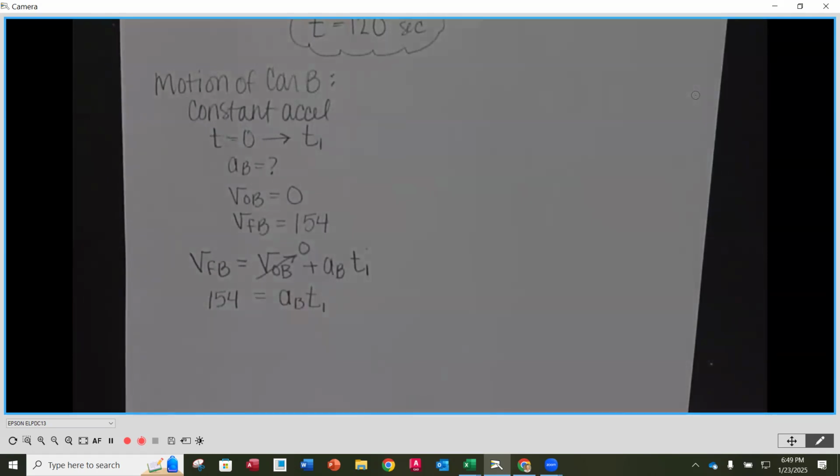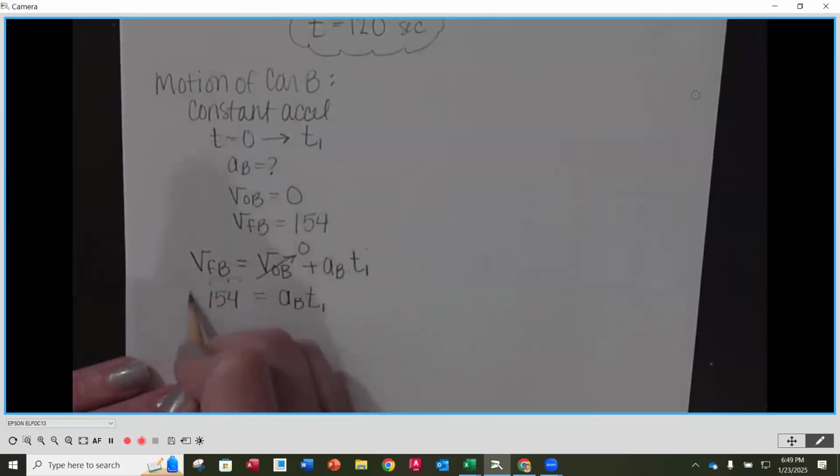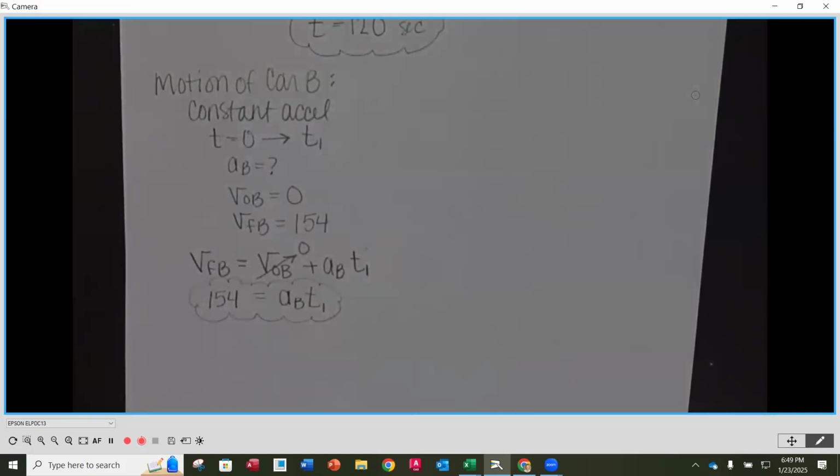So we can set this equal to 154 is equal to the acceleration of B times T1. Okay. And we're just going to let that sit, okay? Because we'll have an opportunity in a little bit to use that. So I'm going to put my cloud around it because then I know where it is when I want to find it.